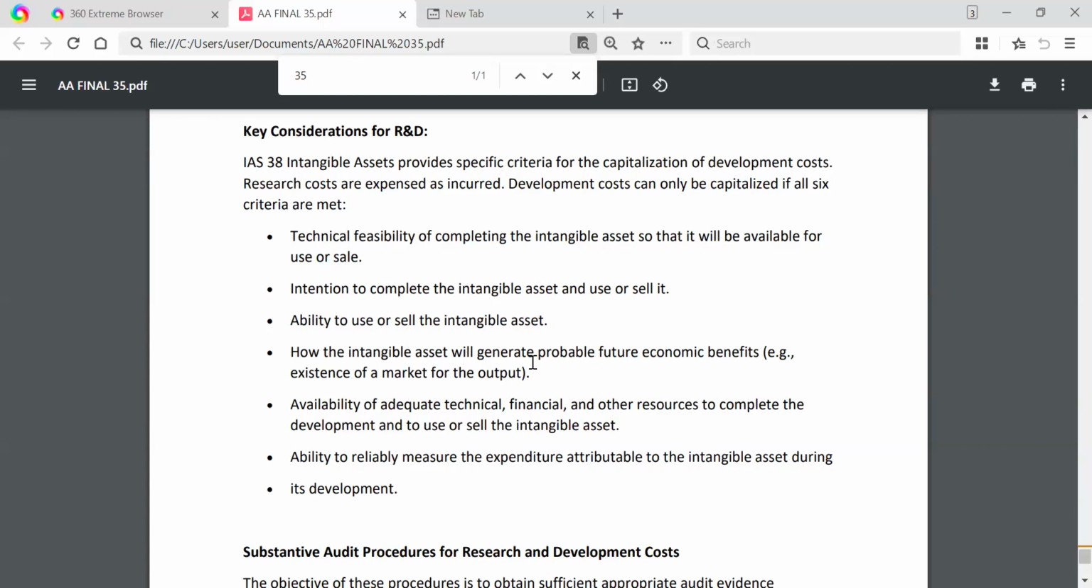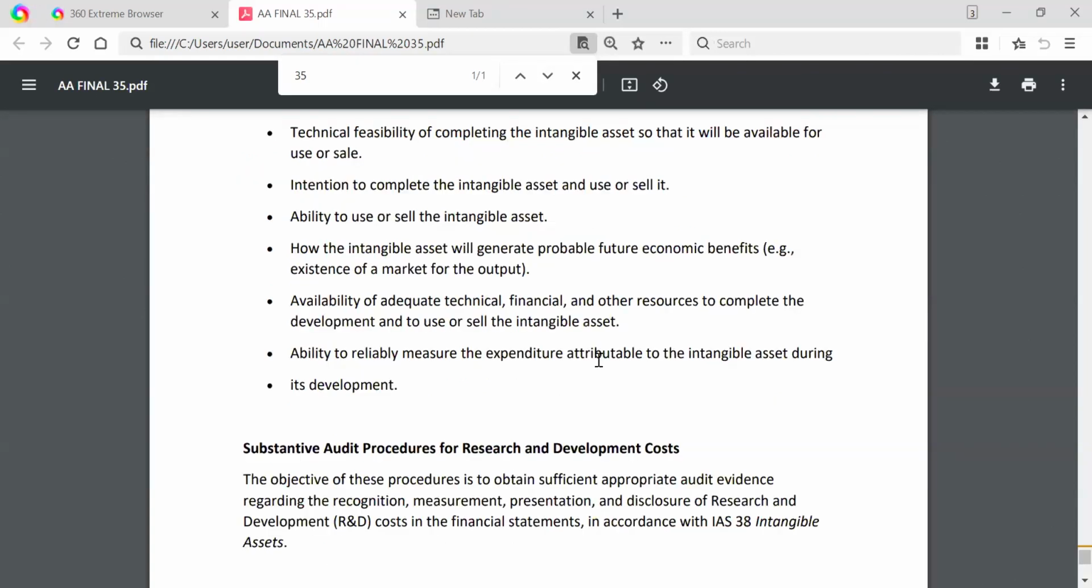How the intangible asset will generate probable future economic benefits. Remember, it's an asset, so it has to bring in future economic benefits. It has to bring in cash flows. So we have availability of adequate technical, financial, and other resources to complete the development and to use or sell the intangible asset, and ability to reliably measure the expenditure attributable to the intangible asset during its development.